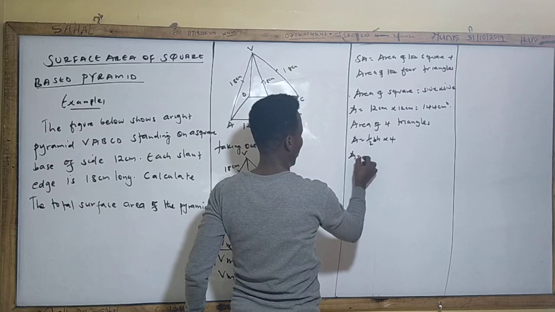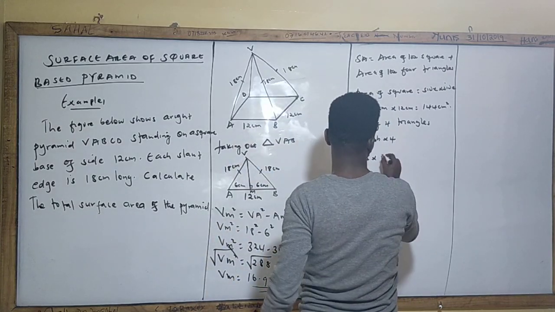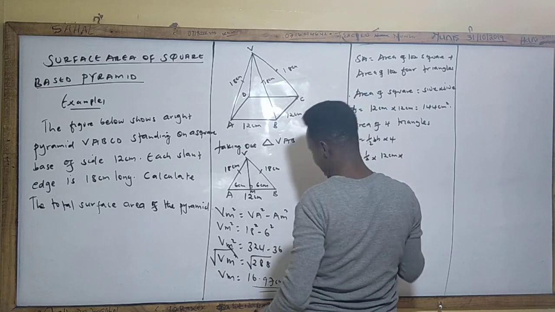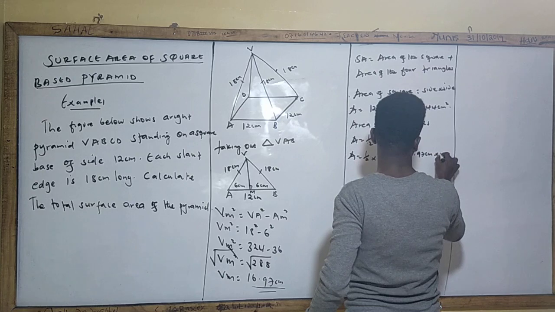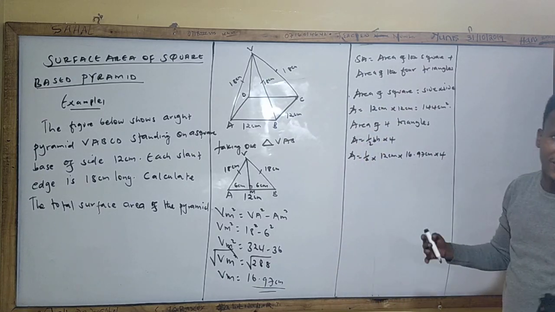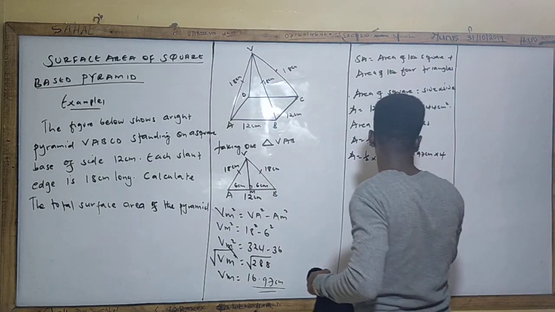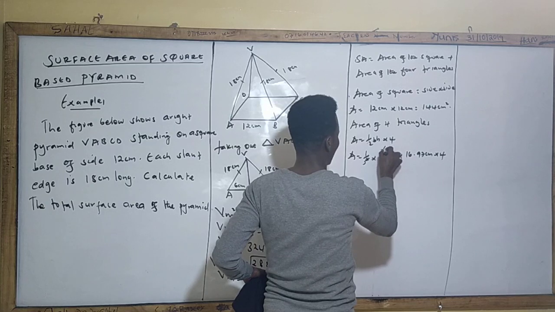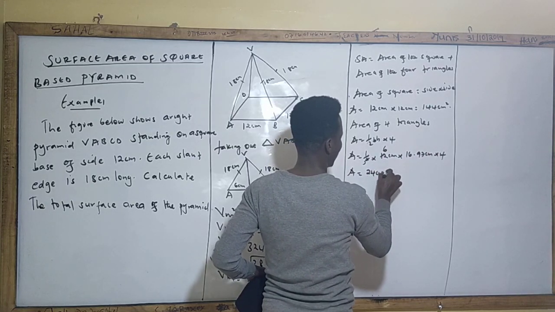So area is equal to a half times base. My base is 12, can't you see? 12 centimeter times the height, which I have gotten, 16.97 centimeter, times 4. Why am I saying times 4? Because I have 4 equal triangles. So 1 by 2 times 12 is 6. So area is equal to 6 times 4, which is 24, times what?